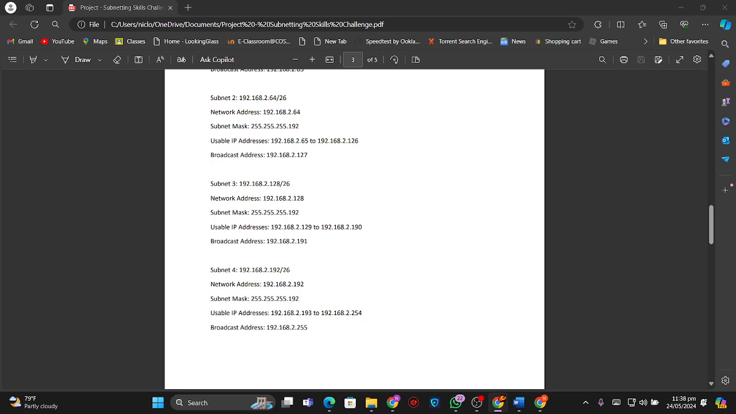For the third subnet, we have a network address of 192.168.2.128 and the subnet mask of 255.255.255.192. The usable IP addresses range from 192.168.2.129 to 192.168.2.190, with the broadcast address being 192.168.2.191.